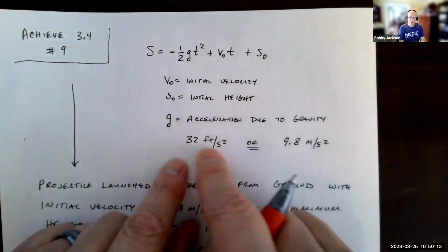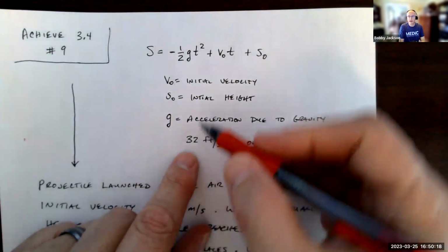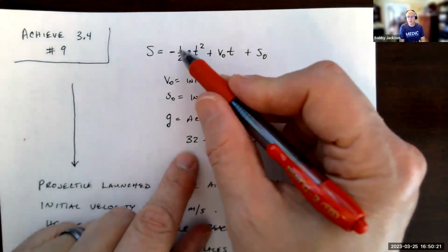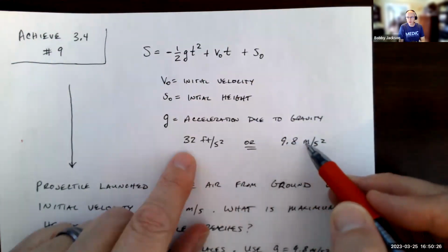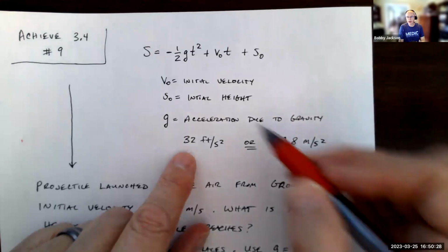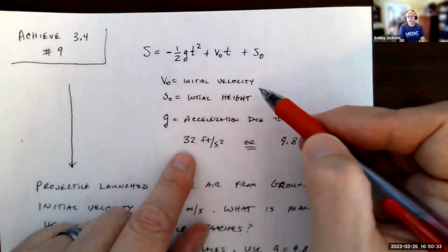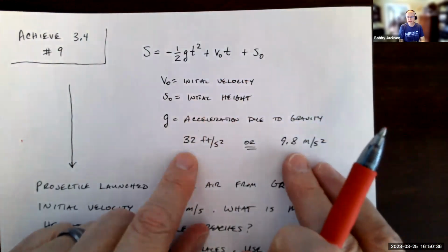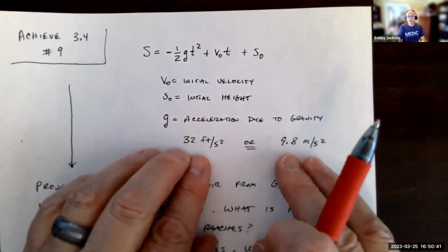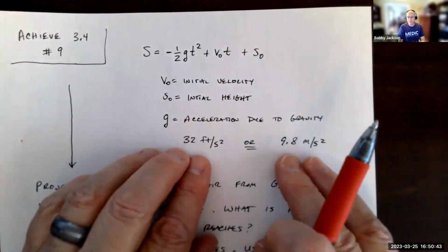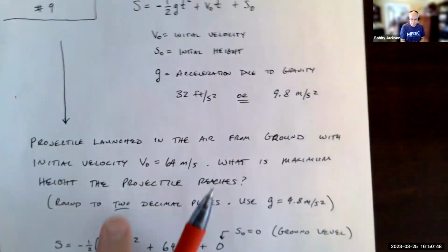So if I'm using feet per second squared here, if I'm using the English system of units, then -1/2 times 32, this would just be -16 t squared right here. If we're using the metric system here, meters per second squared, 9.8, this would be 1/2 of 9.8, -4.9 t squared. Okay, so I would probably give that to you like on a test. But if there's ever any questions about which one to use, if you're not sure, I would certainly clarify that for you.